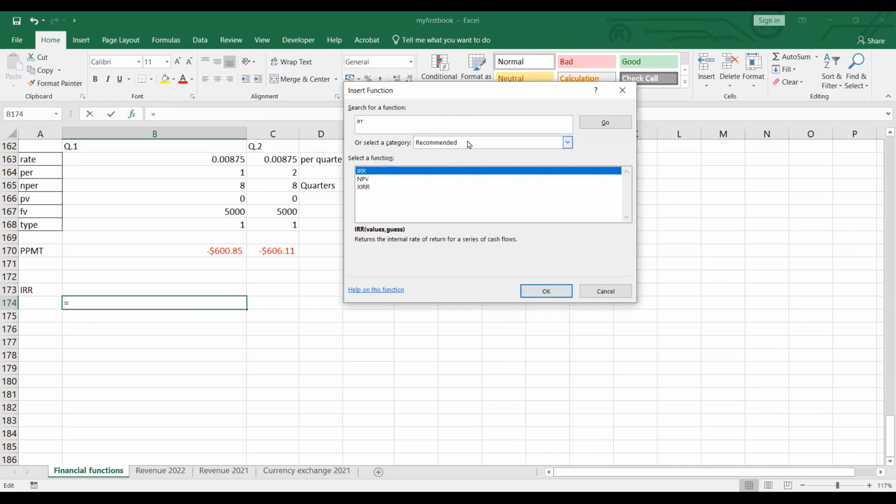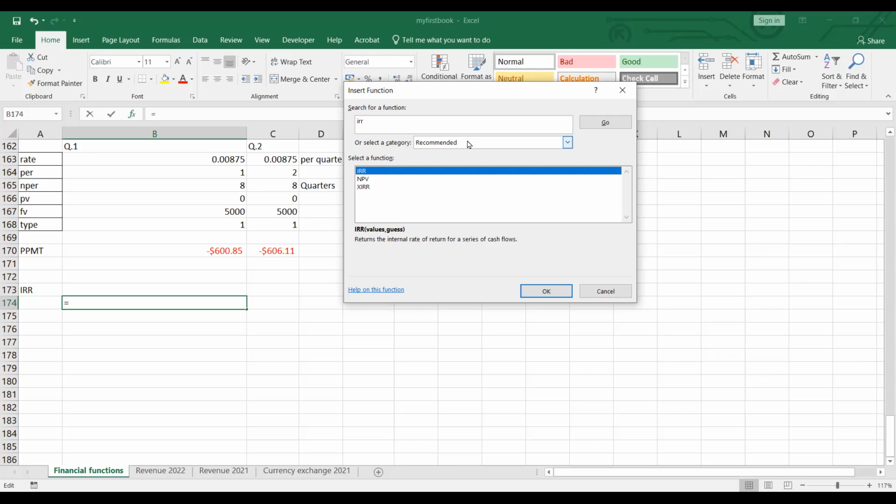IRR returns the internal rate of return for a series of cash flows. So when we talk about internal rate of return, normally we use it in order to make decisions for doing something with a business, for example, should we invest in this business or should we take over this business or not, considering the cash flow of this business.